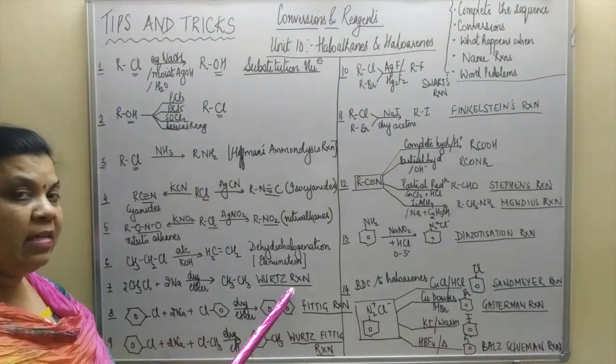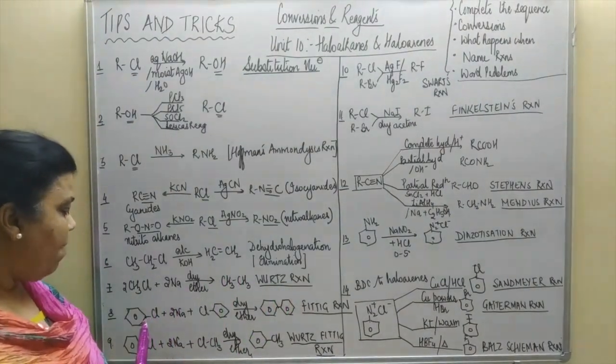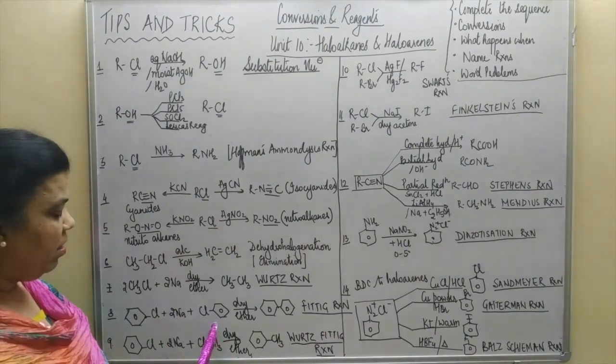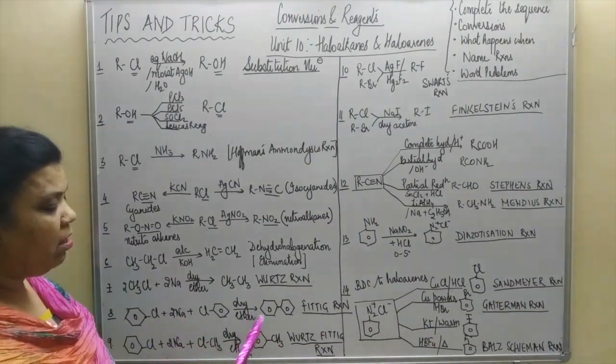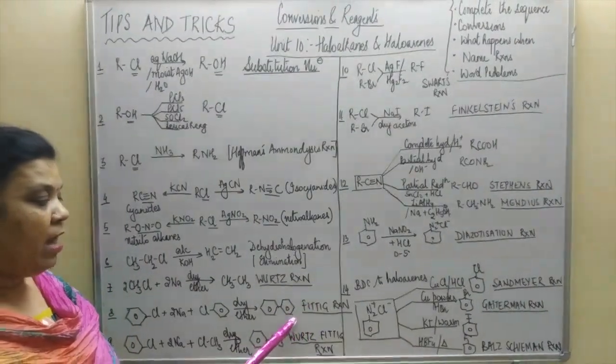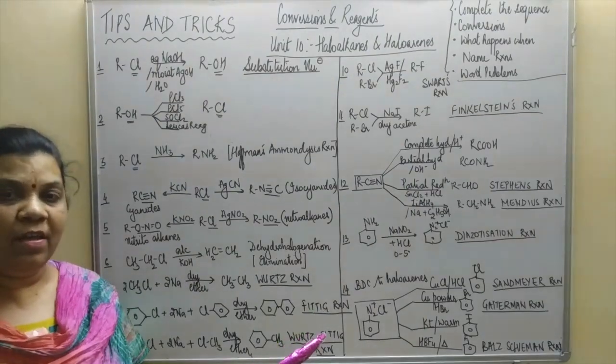So this is an ascent up reaction. In the same manner, when two molecules of aryl halides, that is chlorobenzene, are taken, treated with sodium and dry ether, we get biphenyl or diphenyl, and this reaction is termed as Fittig reaction.